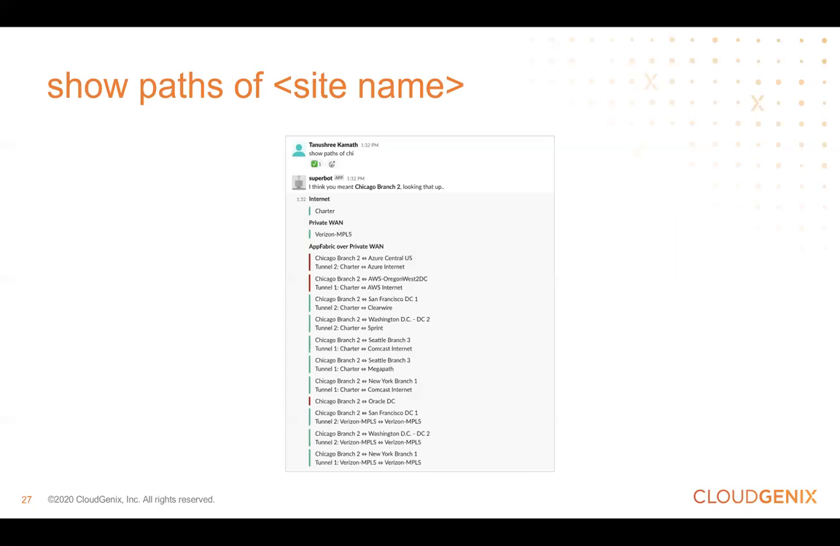If you're interested in knowing how your circuits are performing, how the paths on a particular site are, we have a command for that as well. So if you do show paths of chi, again, in this scenario, I don't really remember the name of a Chicago branch. I'm just going to write show paths of chi, and it recognizes it's Chicago branch, and this is what it responds with. So here you can see I have an internet connectivity from Charter, and I have a private connection, an MPLS line provided by Verizon.